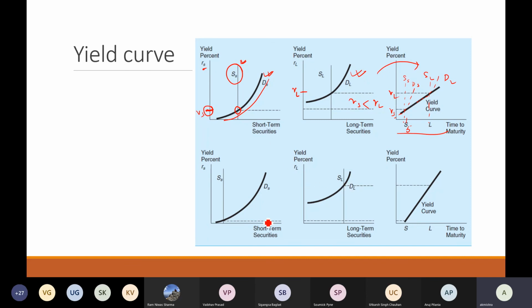And this is another example. Here it is steeper: the short-term rate is very low compared to this. You can think of this as, say, 1% and this as somewhere around 5%. So here the slope is higher than the previous one.